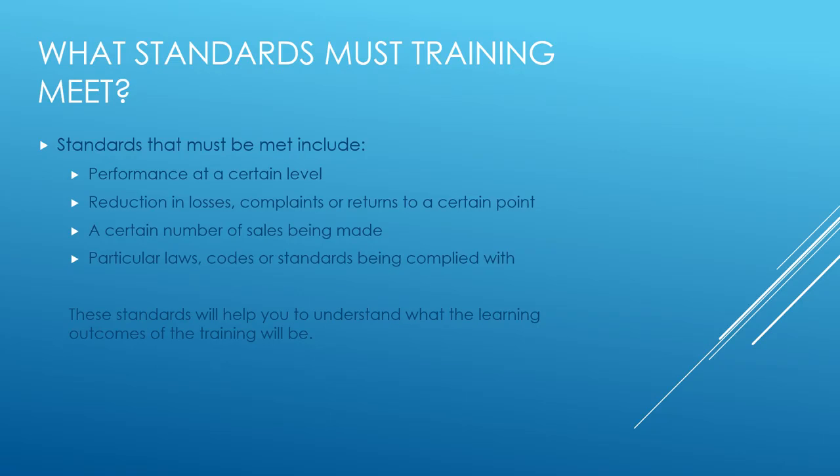We then need to look at what standards must training meet. Standards that must be met include performance at a certain level, reduction in losses, complaints, or returns to a certain point, a certain number of sales being made, particular laws, codes, or standards being complied with. These standards will help you to understand what the learning outcomes of the training will be for the designated cohort.